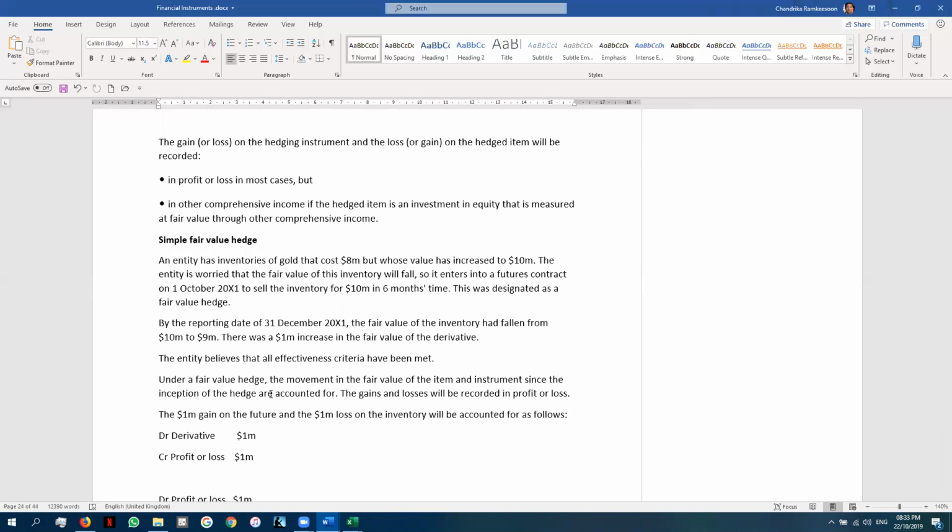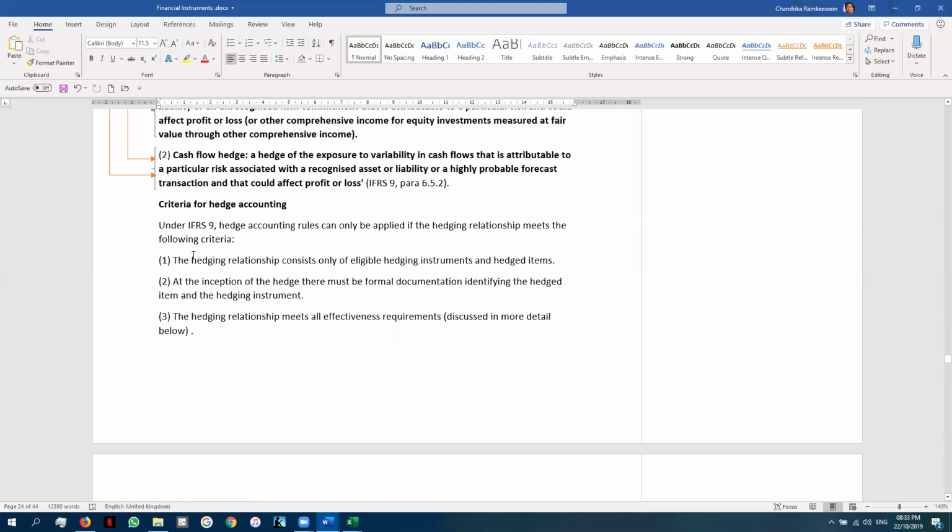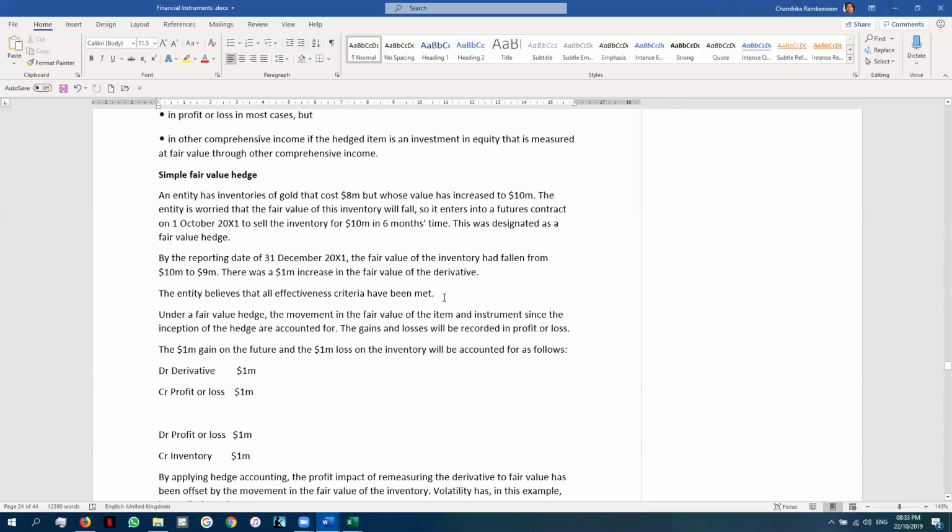The entity believed that all effectiveness criteria have been met. In other words, then, this. For hedge accounting to be used, these things must apply. And this is how the question would normally phrase it. Under a fair value hedge, the movement in the fair value of the item and instrument since the inception are accounted for. The gains and losses will be recorded in P&L.